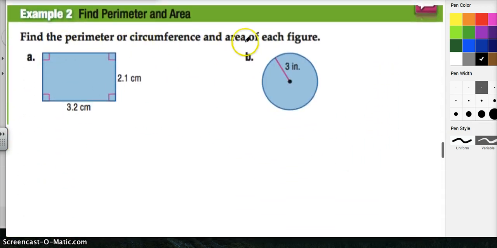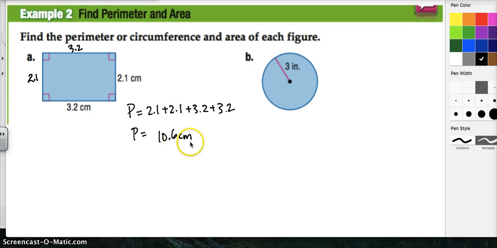Find the perimeter or circumference of each figure. So we remember to find the perimeter is the sum of all sides. So we'll do that here. This side has to be 2.1 because it is a rectangle, and we can assume that this side is 3.2. We'll add up all of the sides to get 10.6 centimeters as the perimeter. And you know, there's a formula that says you can do 2 times one side plus 2 times the other. We can do that, or add up all the sides.